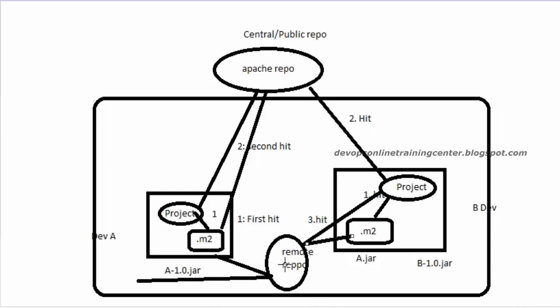The B developer is supposed to push it. See this arrow, right? A is pushing the jar to here. Similarly, B is also supposed to push his jar to the remote repository later on, once his compilation is done.